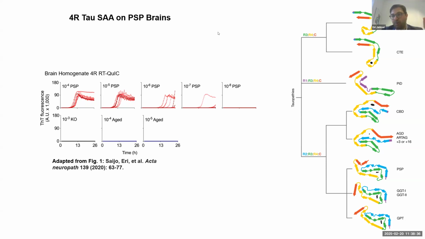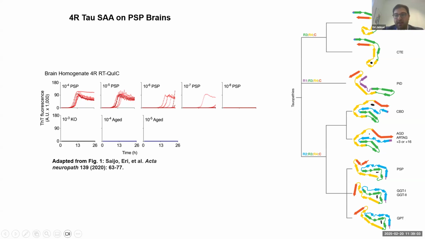So Dr. Coey's group at the Rocky Mountain Laboratories in the US had started working on this about 2 to 3 years ago. And they had some really promising results when they developed this 4-repeat tau SAA, and they applied it to brain tissue from PSP patients that had come to post-mortem. So you can see in the curves here for PSP patients, they were getting really clear positive results. And that was a really promising sign.